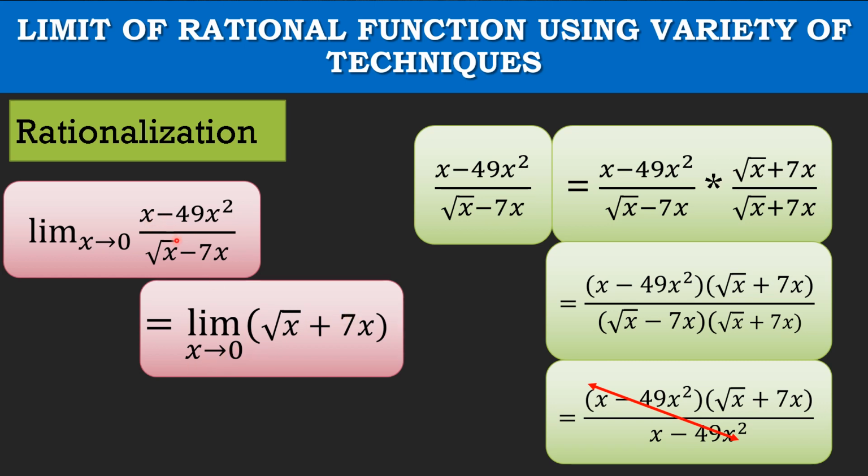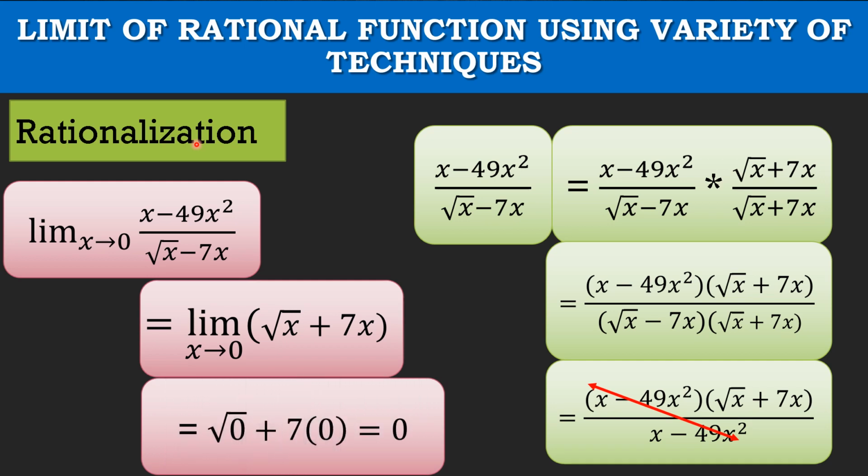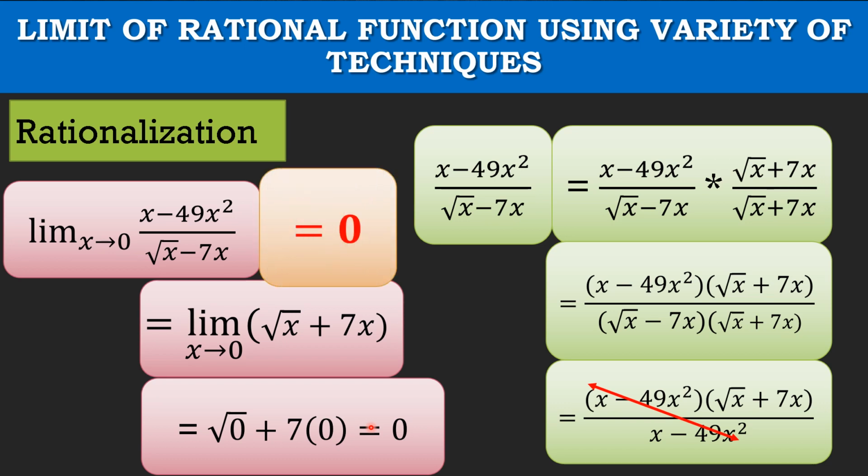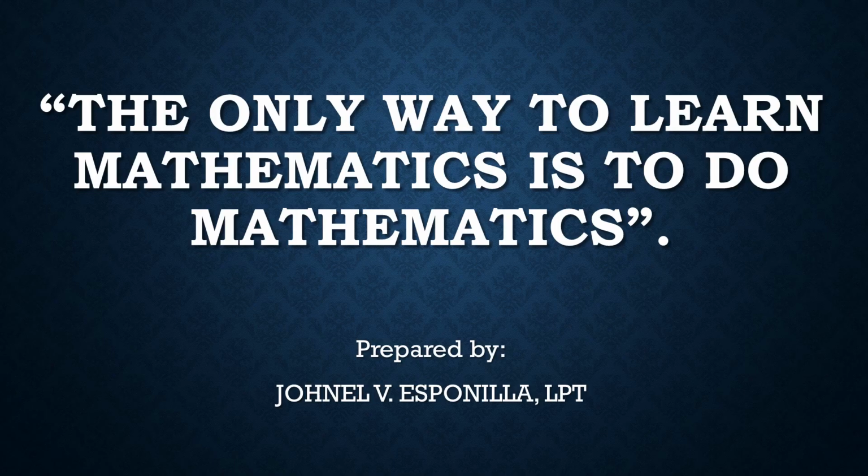Ulitin ko lang, this function is also the same to these functions kung gagamitan natin ng rationalization. Then, direct substitution, lahat ng x magiging 0. We get square root of 0 plus 7 times 0, or that is simply your 0. Hence, limit of x minus 49x squared over square root of x minus 7x as x approaches 0 is also the same as 0. For the final quote, the only way to learn mathematics is to do mathematics.